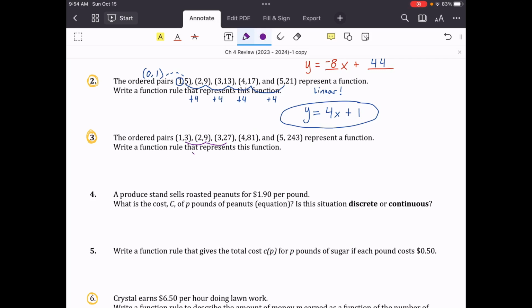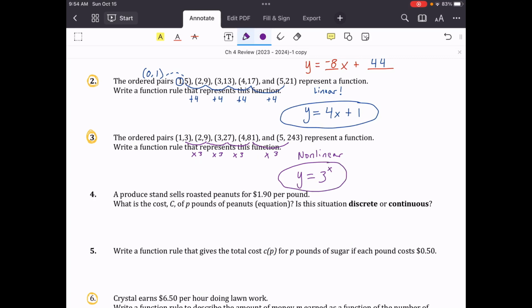To go from 3 to 9, you multiply by 3. 9 to 27, you're multiplying by 3. 27 to 81, multiply by 3. Then 81 to 243, multiply by 3. Because they're multiplying by the same thing, this goes into one of our shortcuts for what is essentially a non-linear equation, or pattern. This is just going to be y equals 3 to the x power.